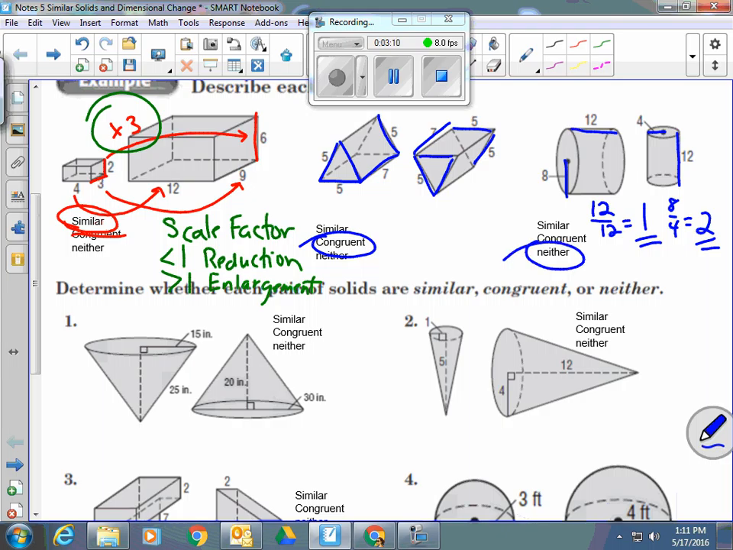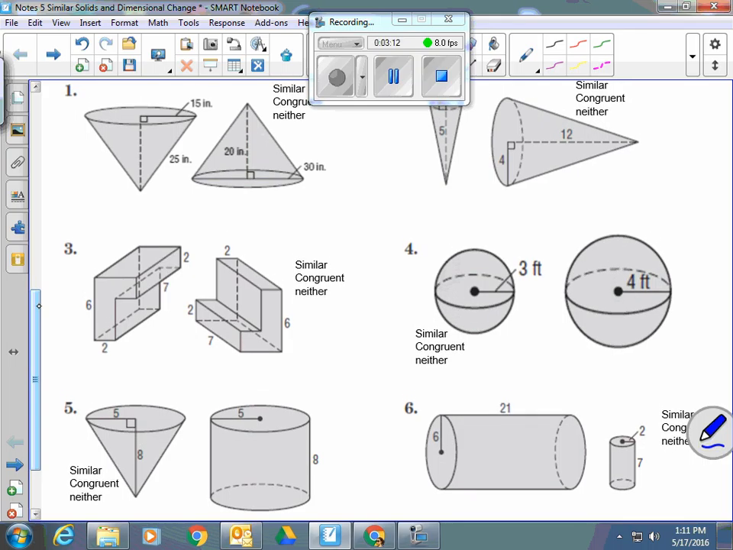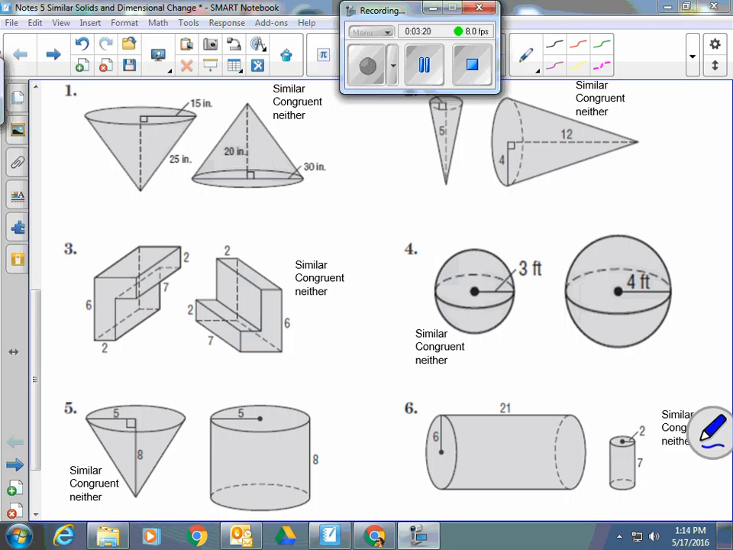Okay, I'm going to give you just a couple of minutes, and I want you to do 1 through 6. Determining whether they're similar, congruent, or neither. Be careful, because there's some things you need to do. All right, so on number 1, what do you think? How many of you think it's similar? Raise your hand. How many of you think it's congruent? And how many of you think it's neither?